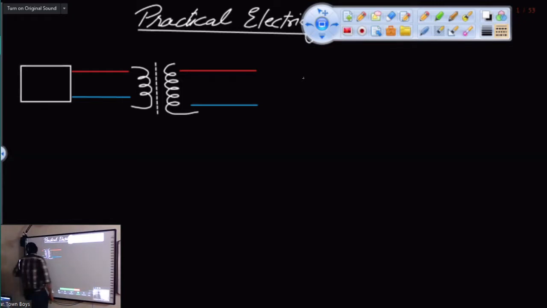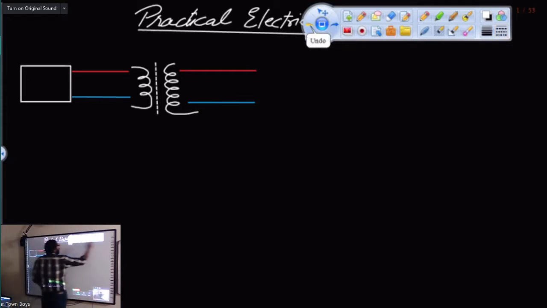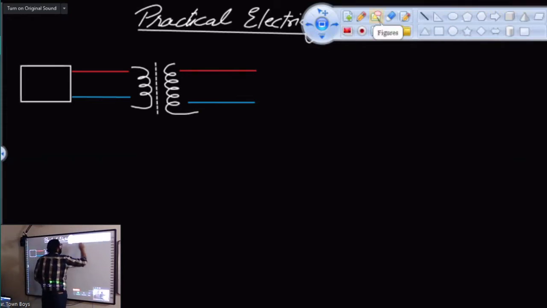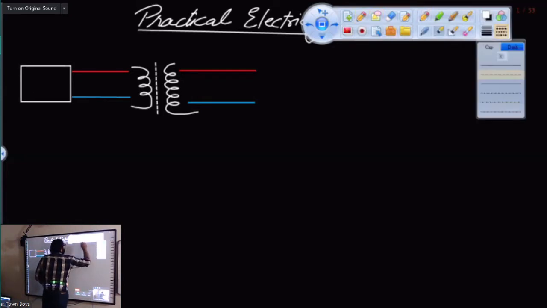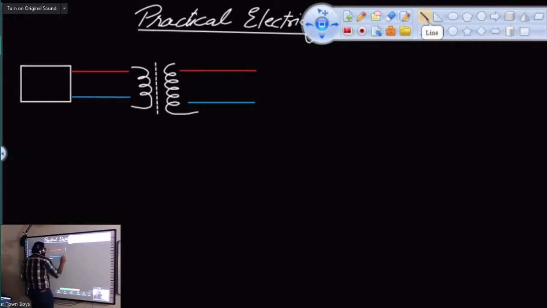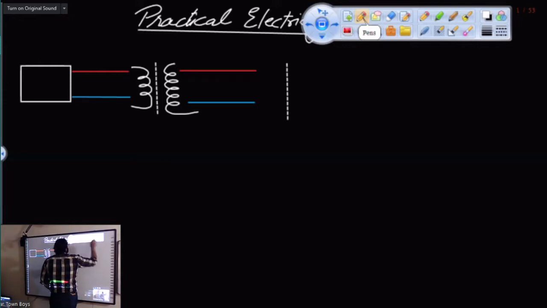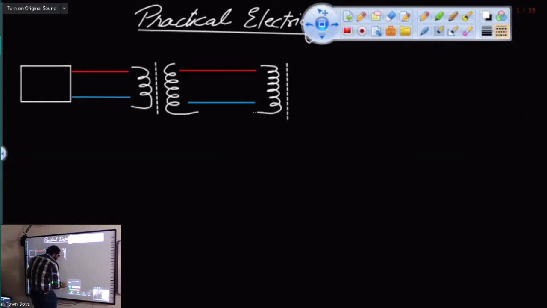Now, then we have this part. Okay, now at this point, we are going to have another transformer, and this is a step down transformer. So then we have a step down transformer. And this is how I'm going to present the step down transformer.